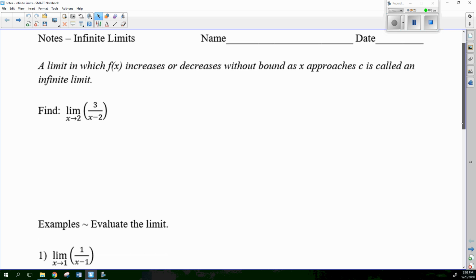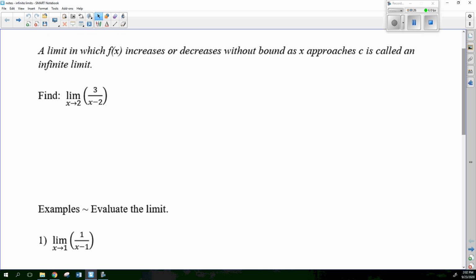So, real quick, by definition, a limit in which f of x increases or decreases without bound as x approaches c is called an infinite limit. That just means if the graph goes off to infinity based on what x is approaching in our limit, then we're actually going to be able to say infinity or negative infinity as opposed to does not exist because of unbounded behavior.